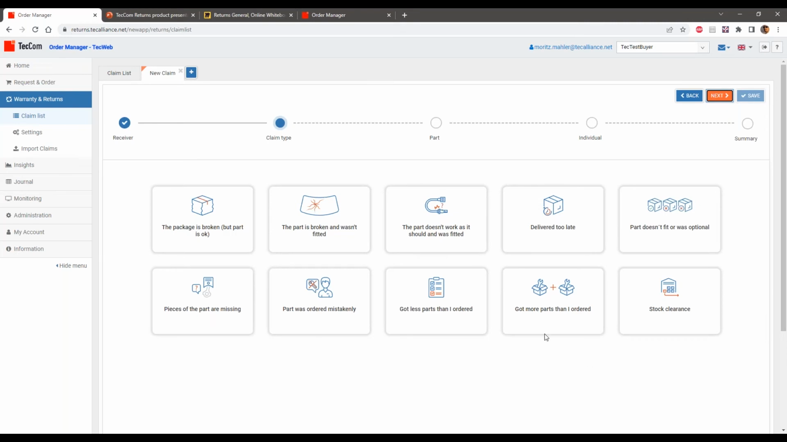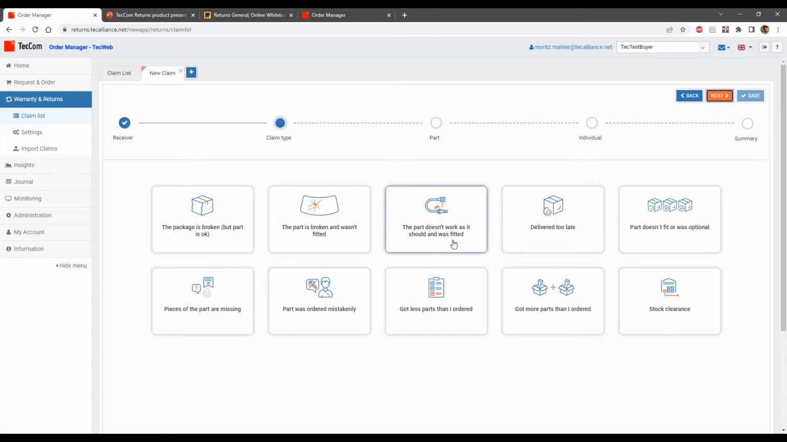We also have here the possibility to complain about too few or too many parts I got. I think nobody will complain about this, but this is something which is really often a case of a claim or complaint. I will go into detail today about this part. So this is a standard warranty case. So it doesn't work and it was fitted. So I can't properly reuse it.